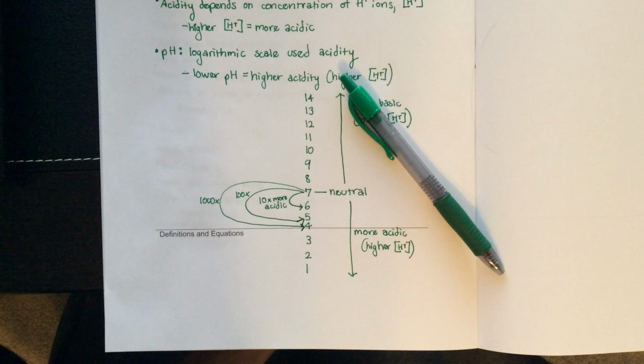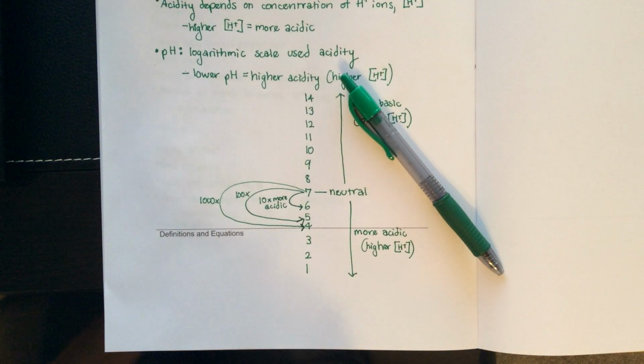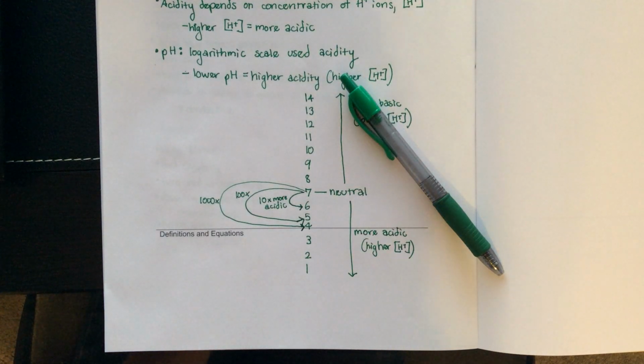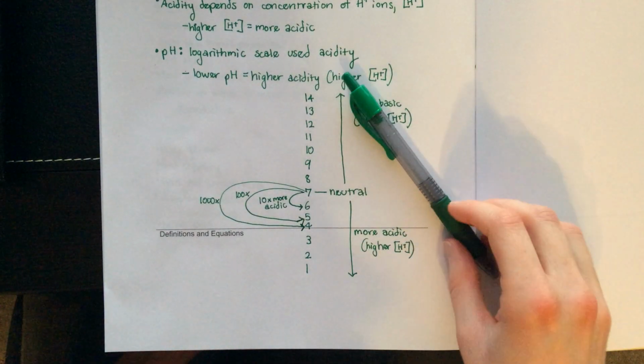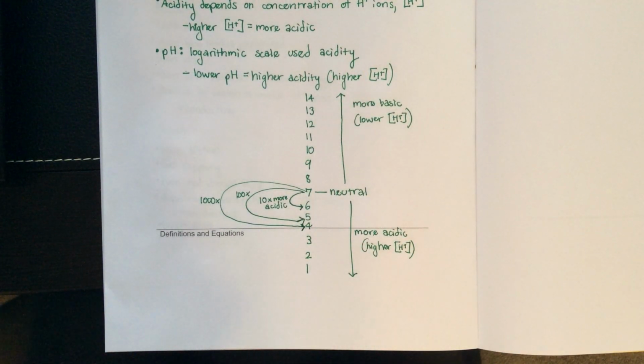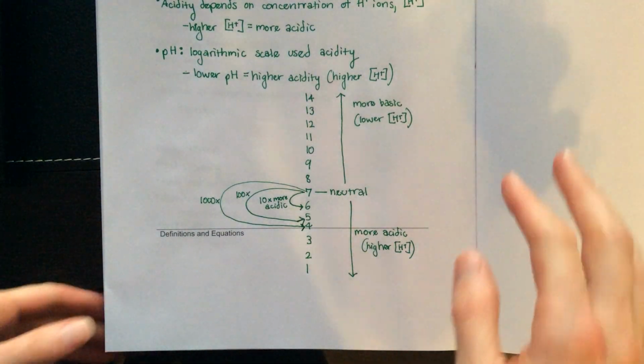There's other scales that are like this, such as the Richter scale that measures earthquakes. So like a 7 earthquake is 10 times as bad as a 6, and an 8 is 100 times as bad as a 6. Brightness of stars is also measured with a logarithmic scale. So pretty common to measure things with logarithmic scales.